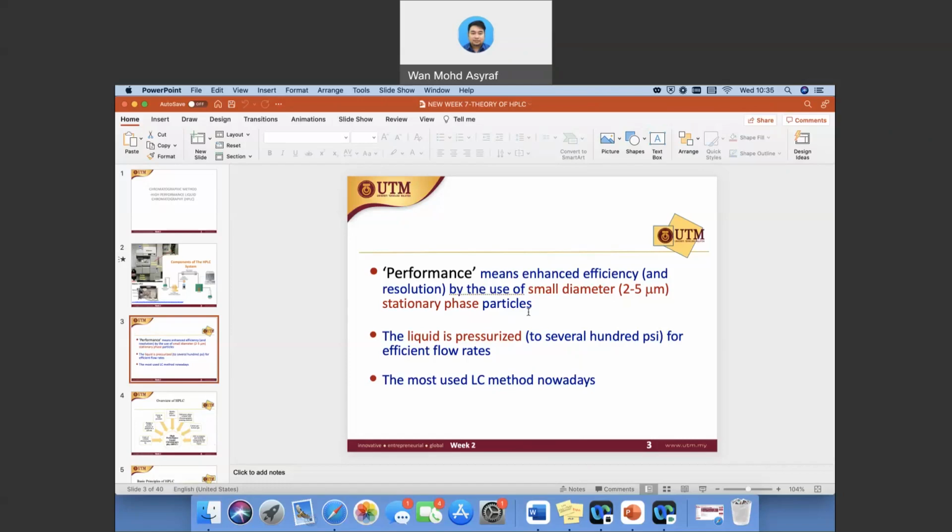The performance also comes by means of the liquid. The mobile phase in this system is pressurized. It is not just flowing inside the column. It needs to be pressurized at a certain pressure, at about 100 psi. This pressurized liquid would create efficient flow rates. So if you were asked what it means by performance in the HPLC context, the first thing is the diameter of the stationary phase, and then the pressure of the liquid.